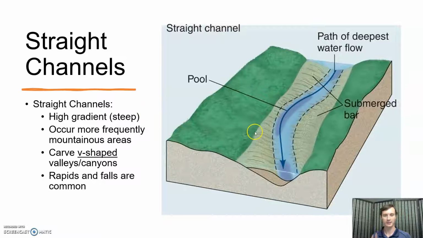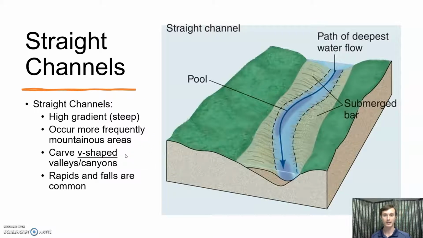And keep in mind, you look at this and you say, well, that's not straight. This is relatively straight as far as a river goes. There is no perfectly straight river for reasons that will soon become apparent. These tend to occur in mountainous regions. You have high gradients there, high energy. It is flowing downward at an incredibly fast rate, and as it does, it carves V-shaped valleys and canyons.